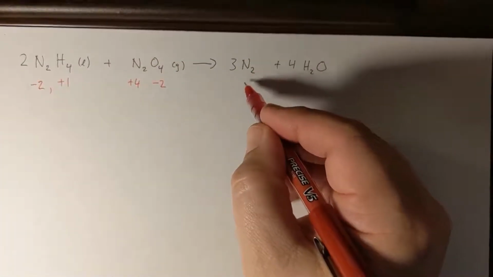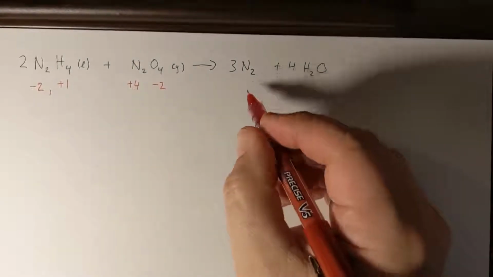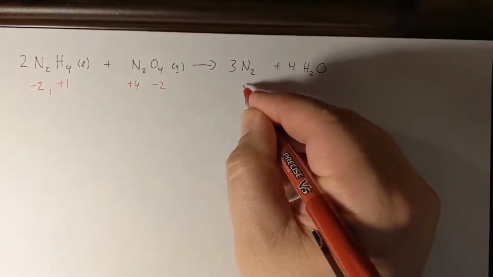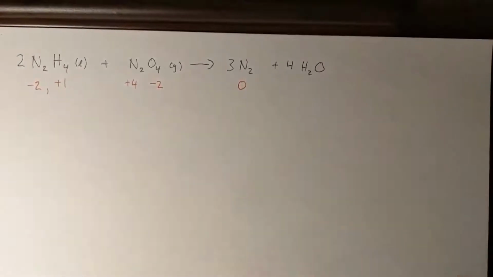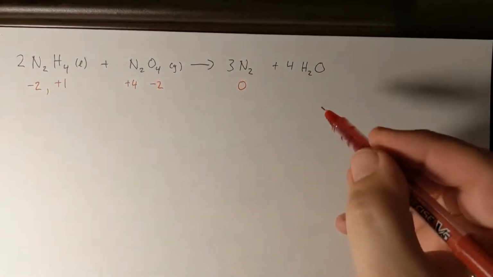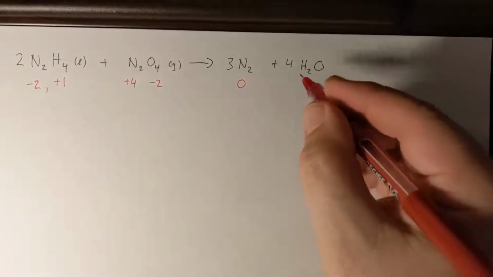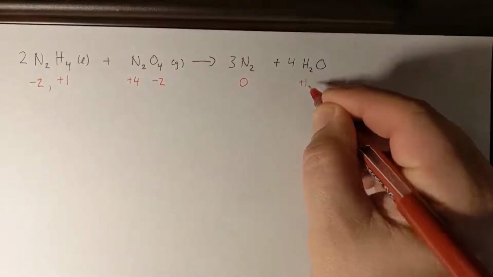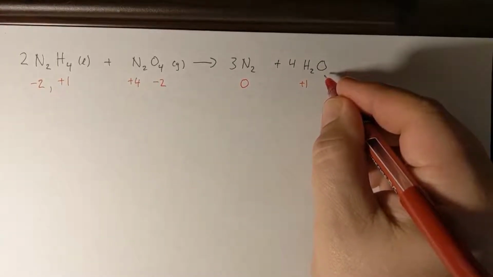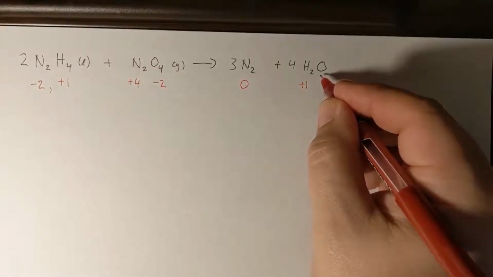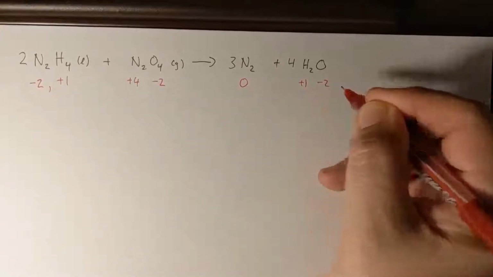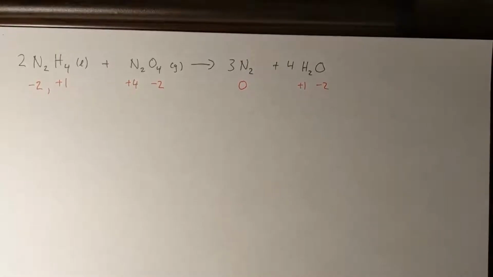When I go to the product side, N2 is a diatomic gas, and so because it's an element, it's going to have an oxidation number of 0. When we go to water, hydrogen's rule is more important than oxygen, so we'll start there at +1, and oxygen is going to be -2 in order to balance that out. We've now assigned the oxidation number for every atom in our problem. And now what we need to do is see who changes.